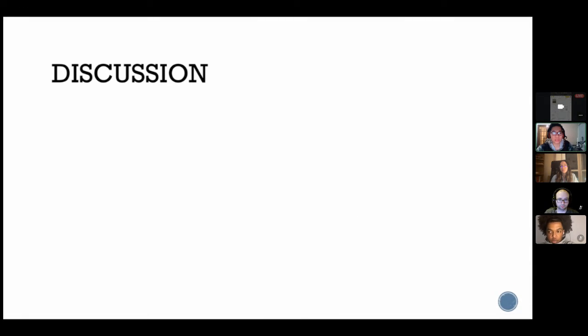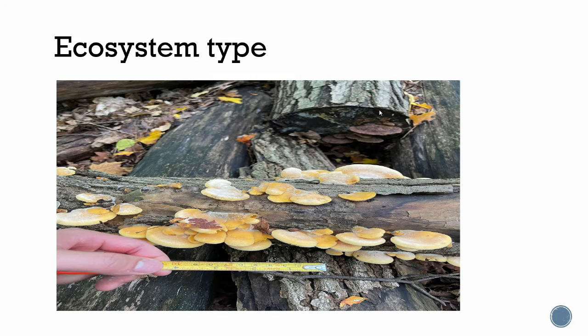Okay, now we're going to go to the discussion part. The first question is the ecosystem type of this site. The environment in the area displays many characteristics that prove that this was indeed a terrestrial ecosystem. The first one we can see here is the abundance of fungi found in the area. Fungi is typically found in a terrestrial system, as they are crucial in decomposing dead plant bodies and helping recycle the nutrients.